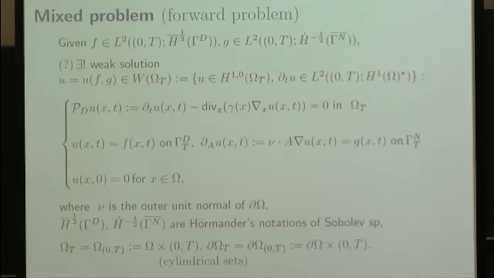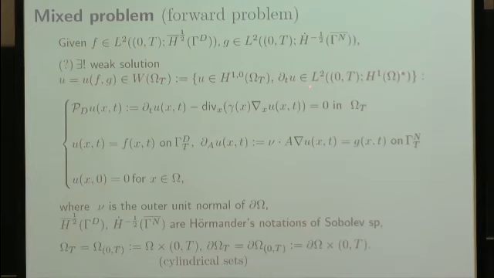Okay, the fourth problem for the active thermography can be described as the following mixed problem. Given f and g from these function spaces, we ask whether we can have a unique weak solution u in this function space W of omega sub T, which is defined as follows. The u must first be in H^1_0 of omega_T, and also the t derivative of u is in this function space.